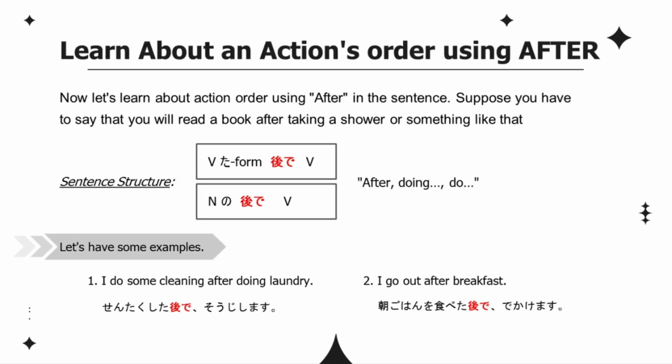2. Learn about an action's order using after. Now, let's learn about action order using after in the sentence. Suppose you have to say that you will read a book after taking a shower or something like that. How will you speak such sentences in Japanese? Let's learn. Verb ta form, atode, verb. Noun, no atode, verb. Means after doing, do.